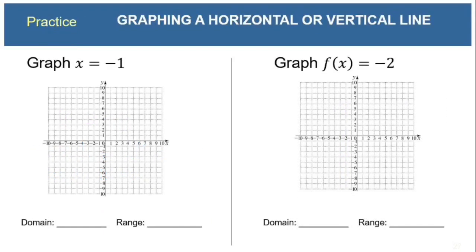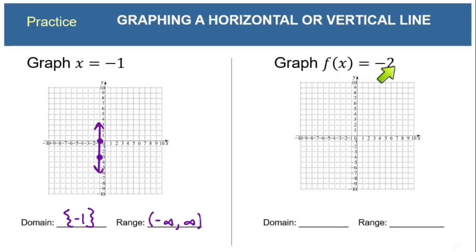Okay, here's a little practice. You could try these on your own if you want. And now I'm going to do them with you. So where it says graph x equals -1, we know that that means this line has every point that has an x coordinate of -1. So that's going to be all these points right in here, where x equals -1. This line only has one number in its domain, and that number is -1, but the range is -infinity to +infinity.